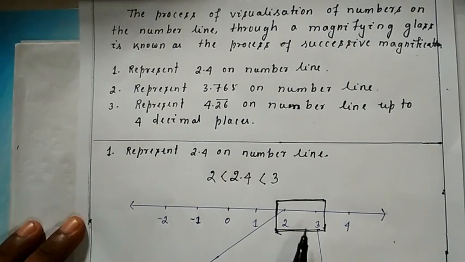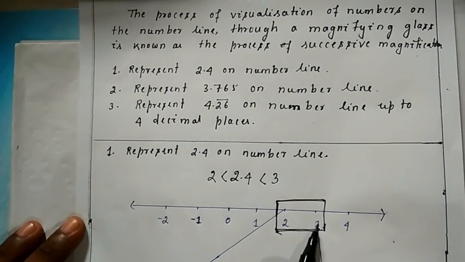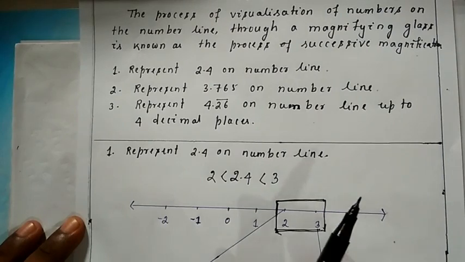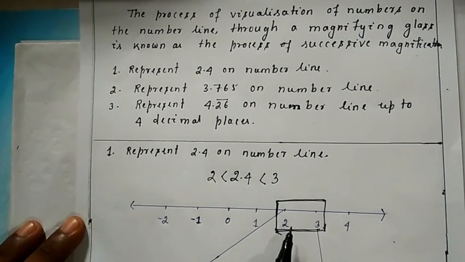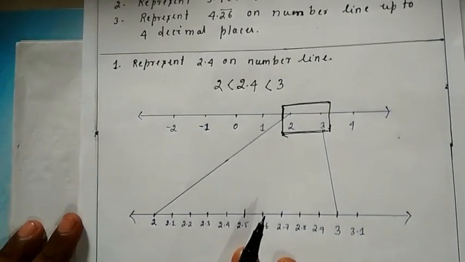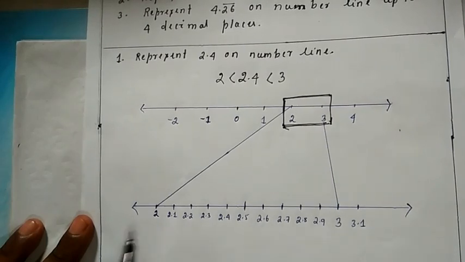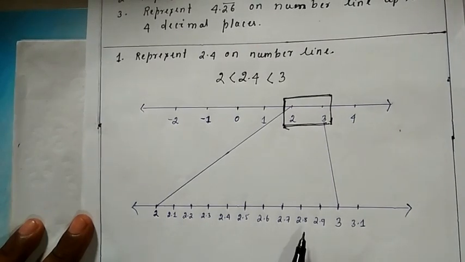Now look closely at the portion on the number line in between 2 and 3, or you can use a magnifying glass so that you will observe the portion on the number line in between 2 and 3, and you will get 10 equal divisions. Remember, in between 2 and 3 there are 10 equal divisions, or you can say 10 equal parts.